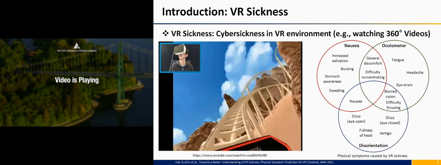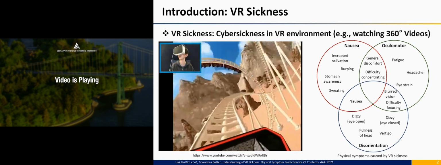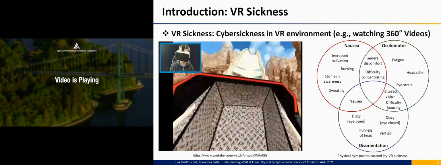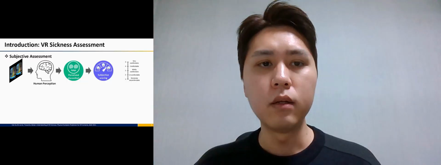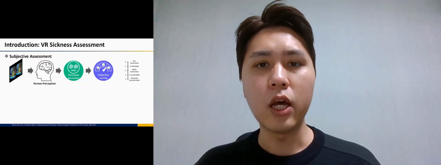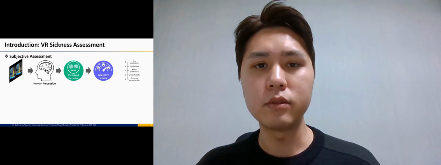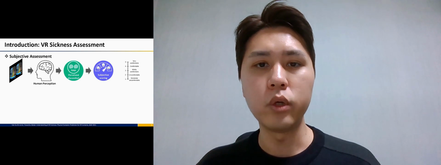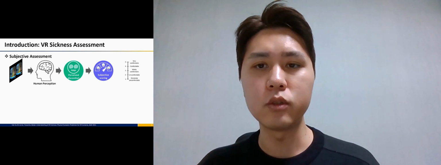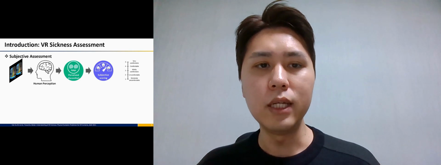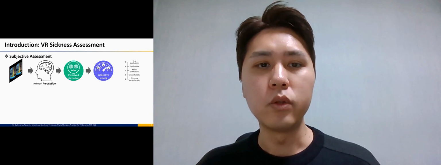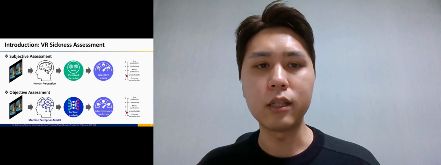So the cognitive reaction of a person in watching VR is much more complex than the perception in 2D or 3D image. To measure the level of VR sickness, there are several studies based on the subjective assessment and objective assessment. At first, when you watch VR content, we could feel some level of VR sickness as you have experienced already, and then we could score the perceived sickness level like that.